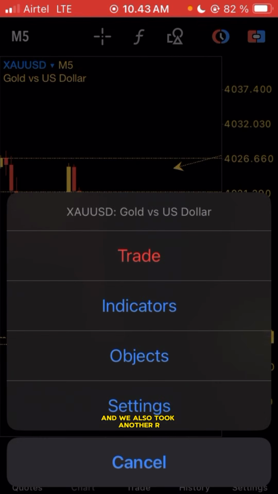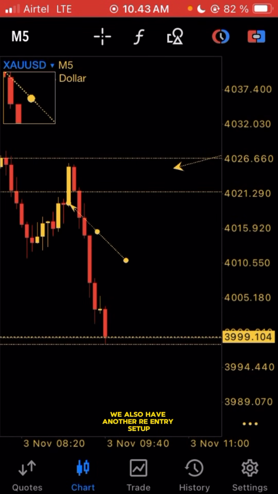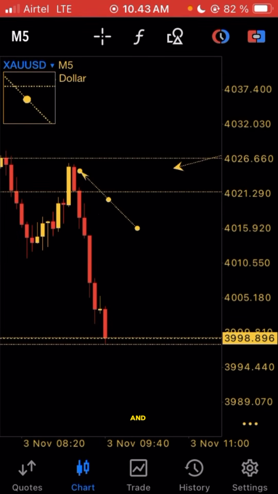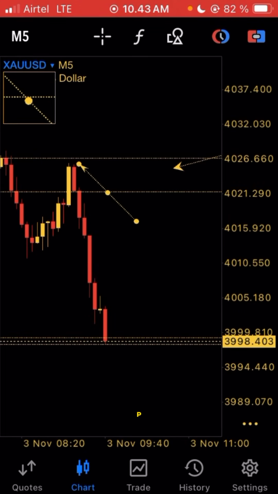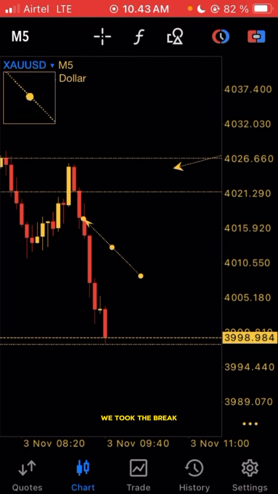And we also took another re-entry. If we look at this right here, we also have another re-entry setup. We have a bullish candle, good, and then we have an inside candle starting off with the engulfing. This is the starting point of the domination break. Here we took the break now, good. Then we take our entry from here.